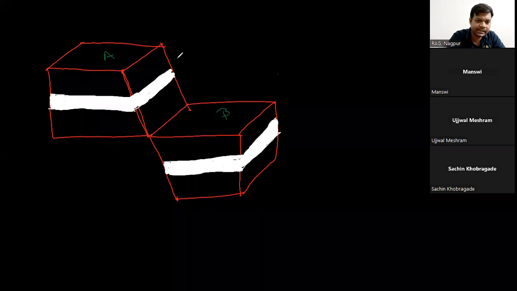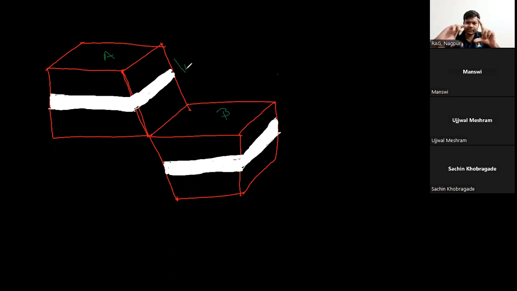Now in this case, what we can see is that block B is actually sliding down. Right, so the surface along which the faulting is occurring is called the fault plane.